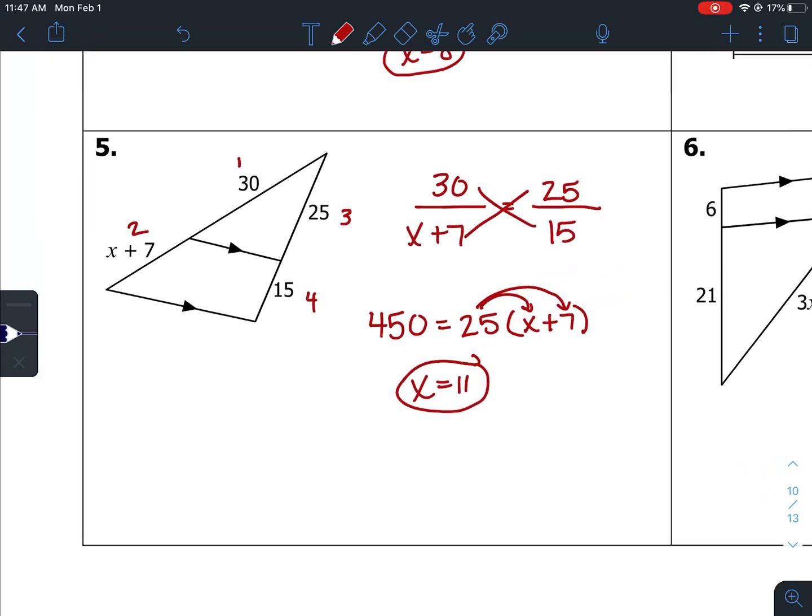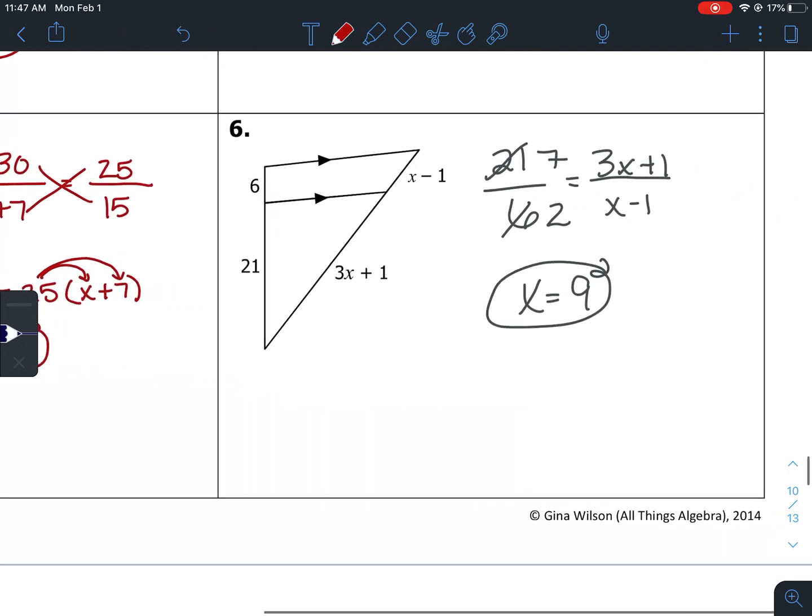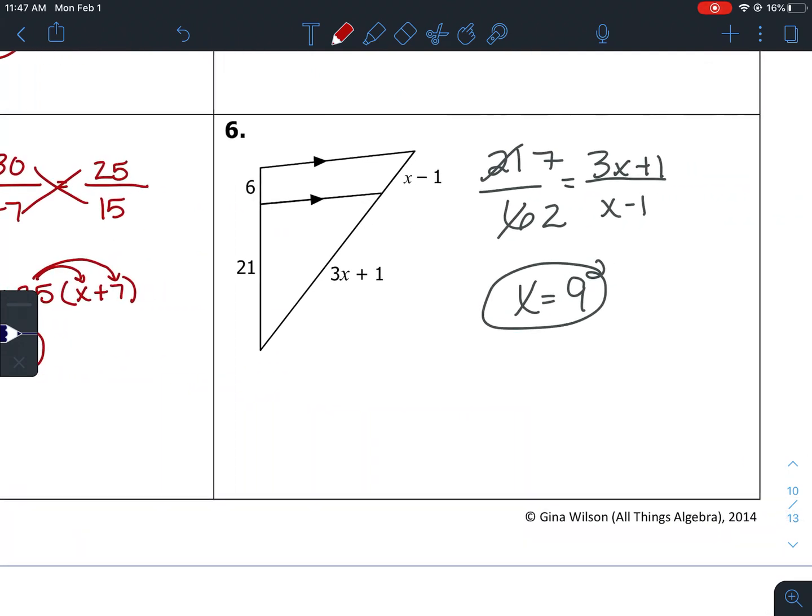And if you get stuck at any point in time, need help, make sure you email me and we can set things up. There is 6. Now 6, you are free to cross multiply with your large numbers. However, 21 and 6 can be reduced. Both of them have a factor of 3. 21 divided by 3 is 7. 6 divided by 3 is 2. So now you're multiplying 7 and 2 instead of 21 and 6. Might be a little bit prettier. That final answer is going to be 9.